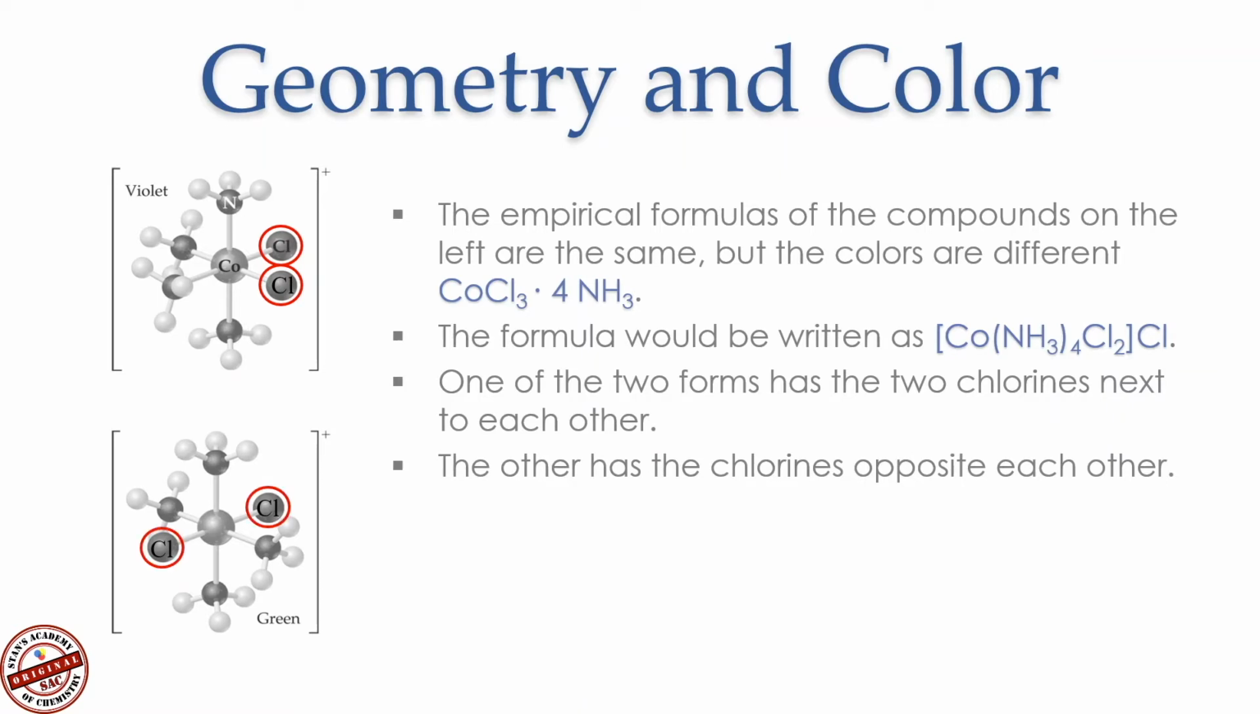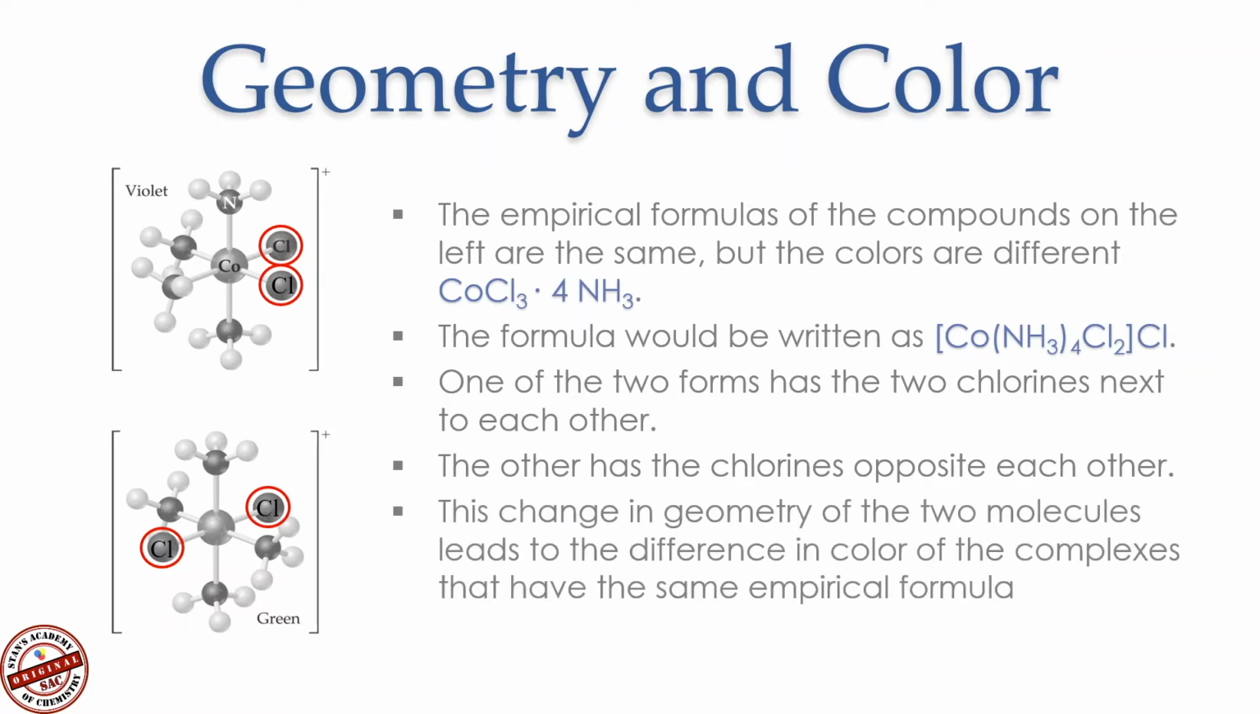The position of the ligands actually influences the color of the complex. That's what we're really looking at here. So we should be able to explain why this happens later when we look at the d orbital splitting. This change in geometry of the 2 molecules leads to the difference in color of the complexes that have the same empirical formula.